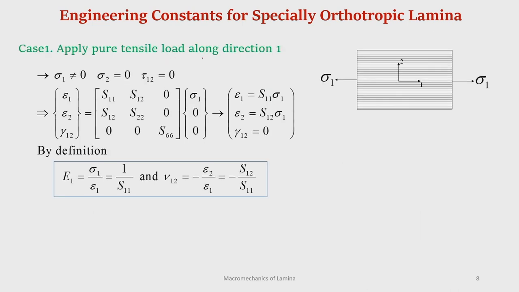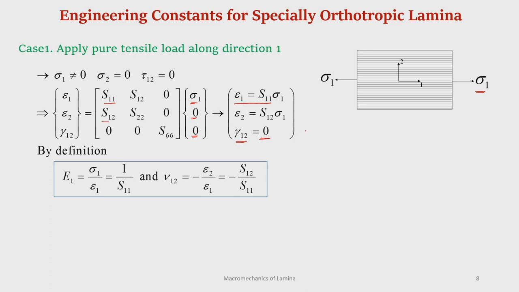Suppose we apply a pure tensile load along direction 1, the longitudinal direction. We apply only sigma 1 and the other two stresses, sigma 2 and tau 12, are 0. Using this stress strain relationship, it immediately gives us that epsilon 1 is S11 into sigma 1, epsilon 2 is S12 into sigma 1, and gamma 12 is 0. Now, this lamina is orthotropic. If you remember, in an orthotropic material there is no coupling between the normal stress and shear strain and vice versa. So you can clearly see here that we applied only sigma 1 and it did not result in any shear strain.